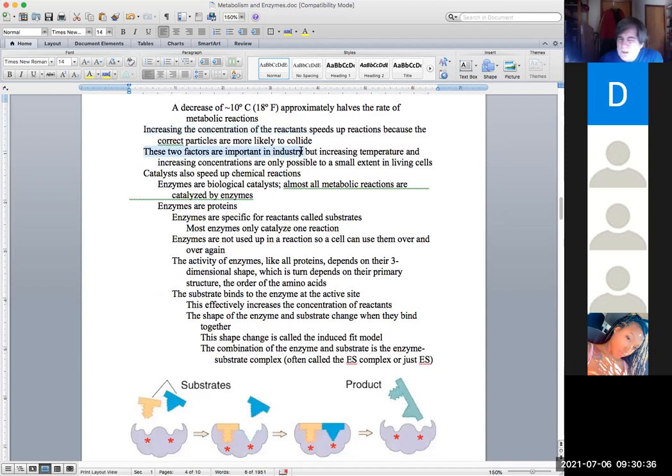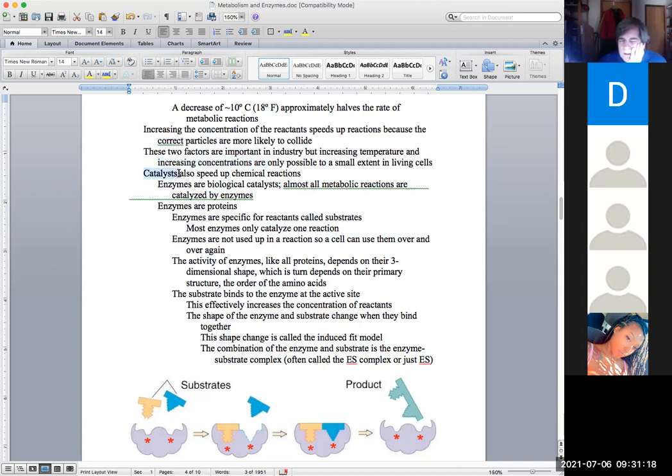And these two factors are really important in industry, but there's a problem. You can't really increase the temperature in living cells very well. And you can't increase the concentrations of different chemicals either. You can adjust these a small amount in living cells, but you really can't adjust them very significantly. So this means that increasing the temperature and increasing the concentrations are not the best way to necessarily solve these issues when we actually look at a living cell.